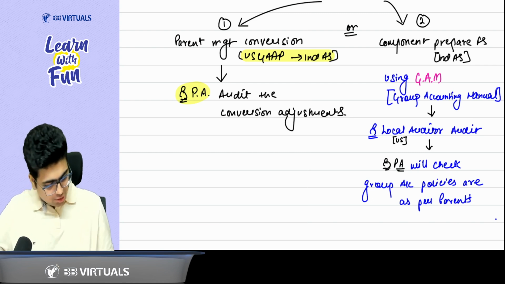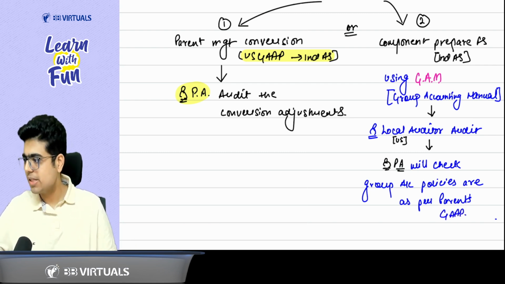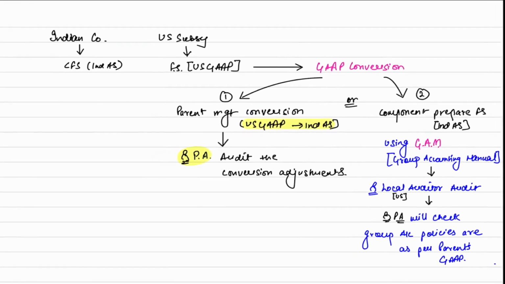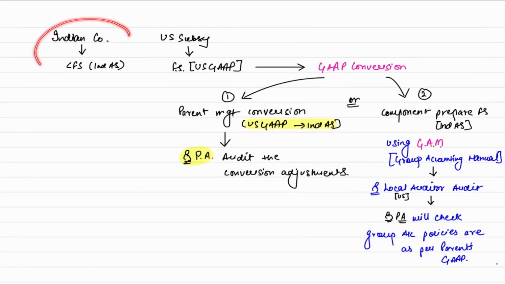Whether the group's accounting policies are as per the parent's GAAP. So this will be something checked by the parent auditor. So the game is very simple. Whenever the parent company has subsidiaries located outside India, they may have a different accounting framework. So when there is such a case, you need to do the GAAP conversion.